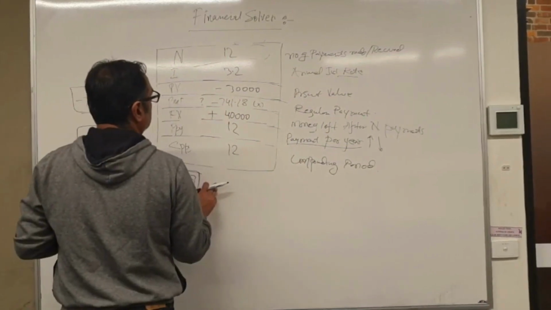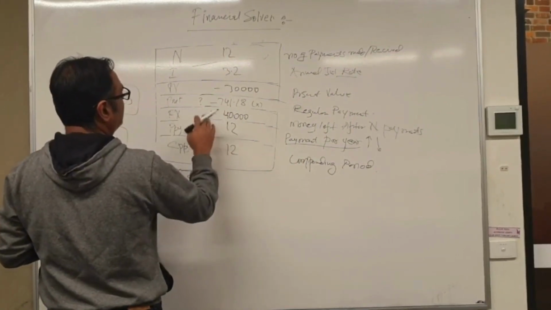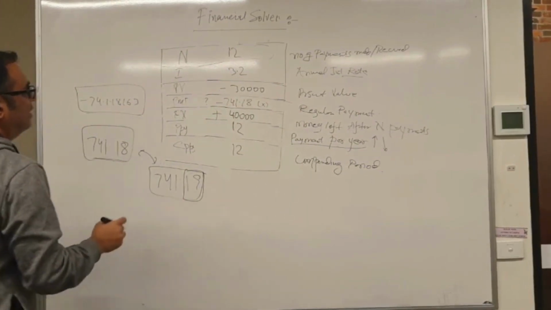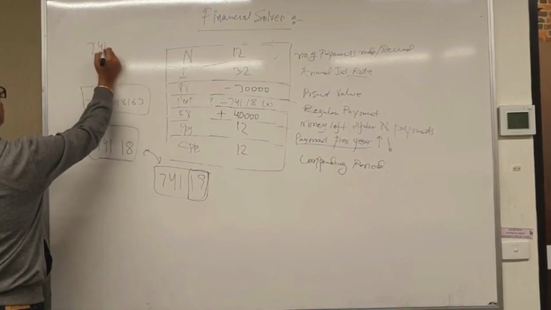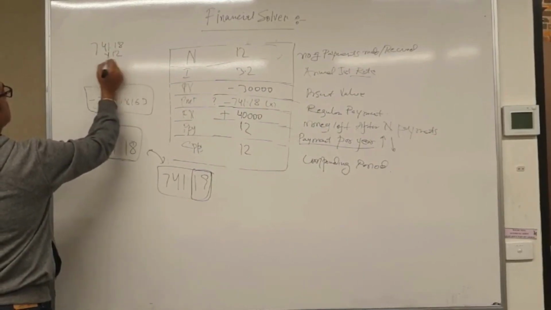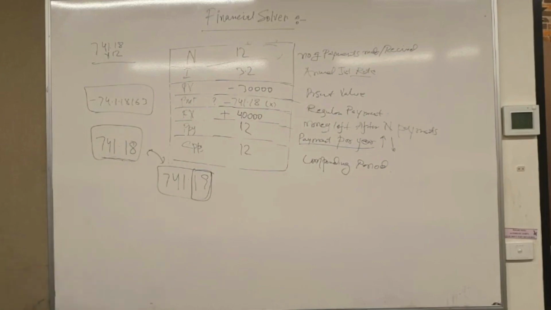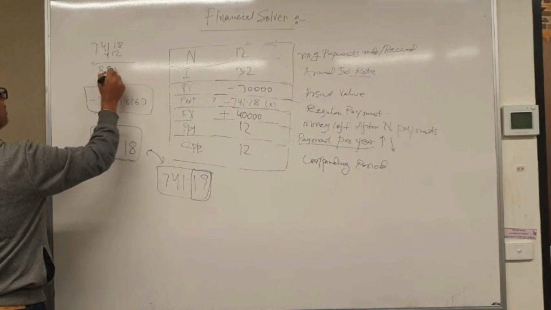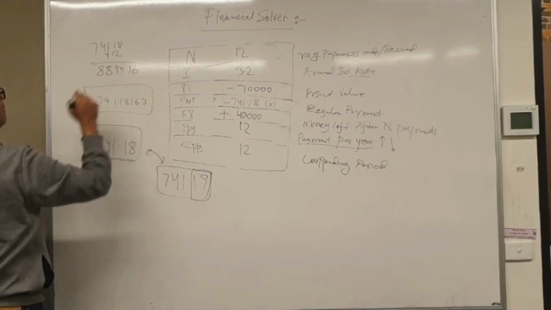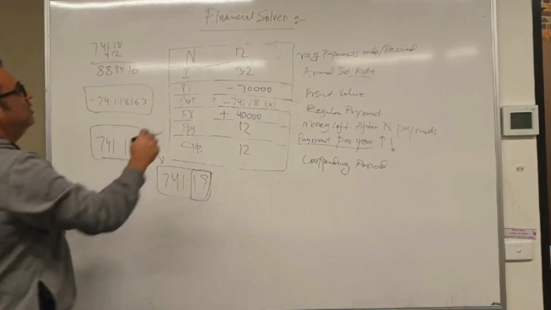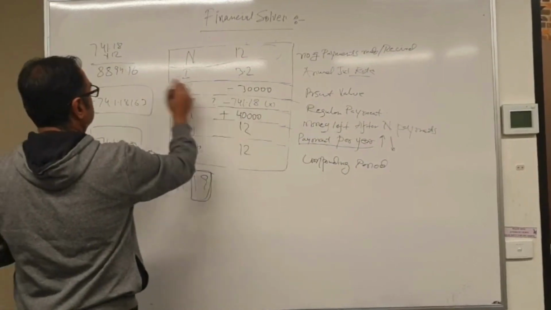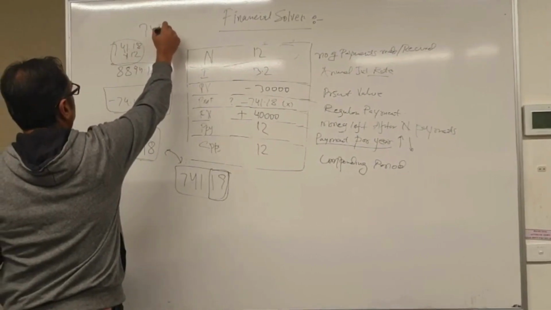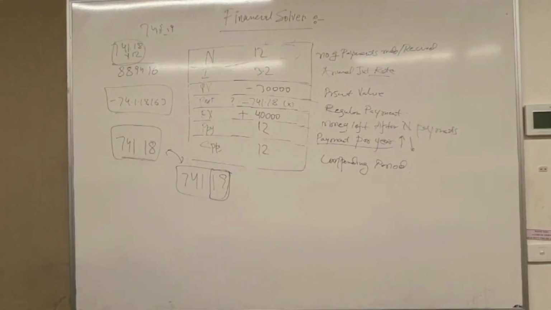Now, how do I validate actually? That's the question. How do I validate? So if someone can say 741.18 times 12? Can you do that? 8,894.16. And plus you'll earn some interest on top. So probably when you do 741.19, see again, there has to be a way.